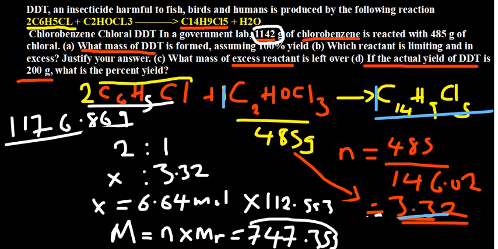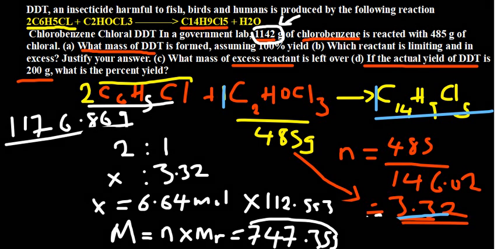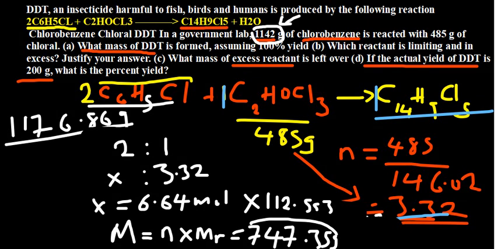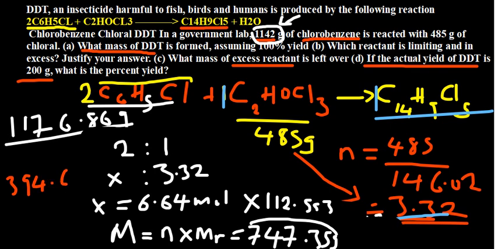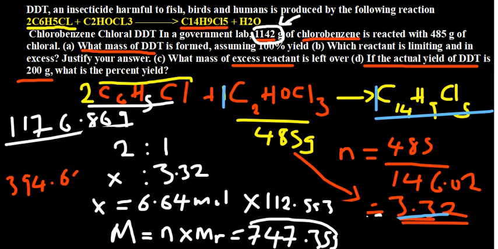Okay, so this is how much had reacted, and in the question you are given initially what was available. So for you to determine how much of it was left over, you subtract. So you say 1142 subtract the 747.35. After subtracting the two, what I'm getting as how much was left over is 394.6 grams. This is how much was left over.